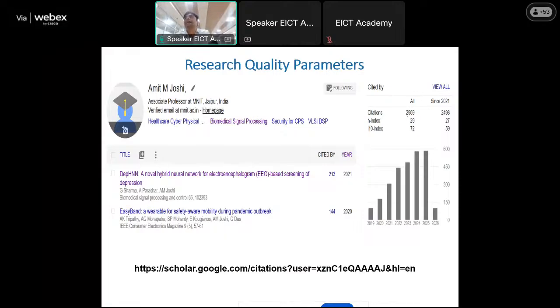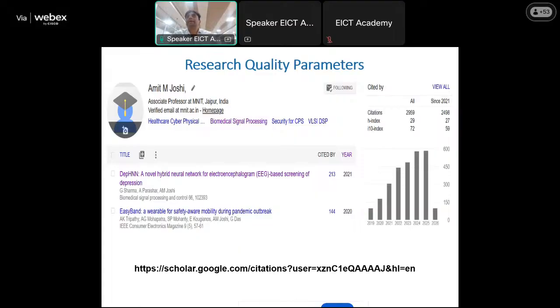h-index and i10 index, this is very important, okay. First let us understand the i10 index. What is the i10 index? The i10 index is: if a particular article is cited 10 times, then my i10 index increases by 1, okay. So if my i10 index is 1, that means one of my articles has been cited by 10 journal articles, okay.